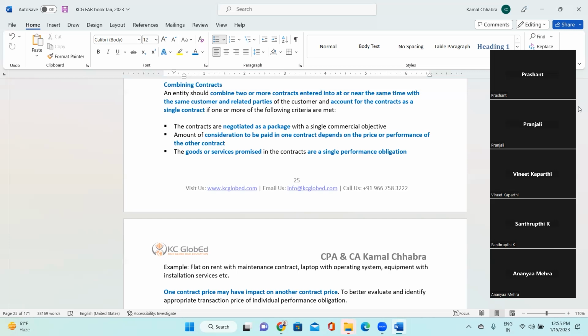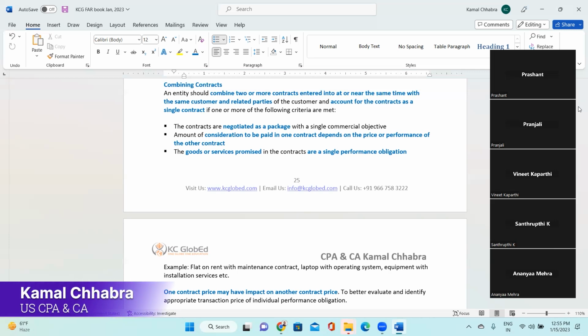So what are the criteria? If those criteria are met, then you can combine those contracts. First one is the contracts are negotiated as a package with a single commercial objective. For example, when you are purchasing a car, the extended warranty they have offered you and you have considered it and you have taken an additional discount. Now, if you see the substance over form, even though you have two contracts, you have negotiated both contracts together and for use together.